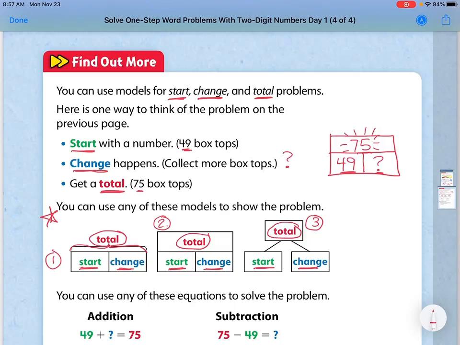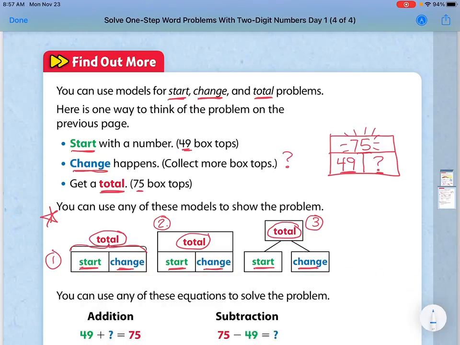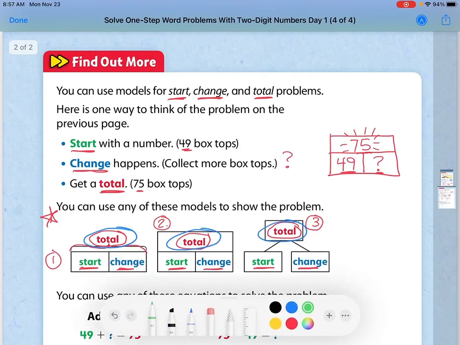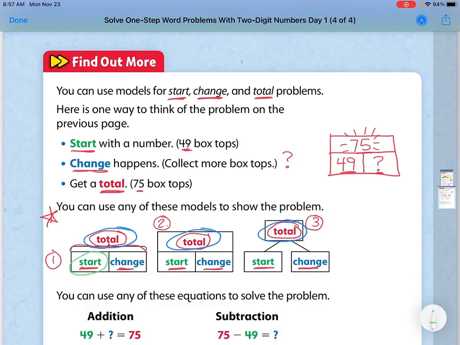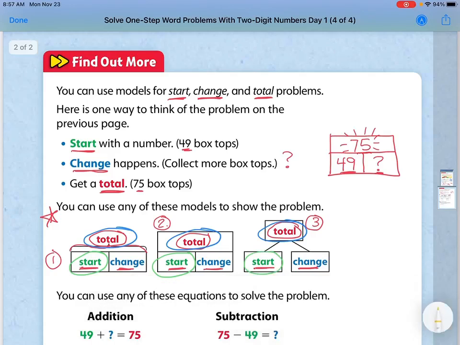So I think that a lot of you are thinking and telling me that in all three of these models, I can see that the total is the top number in every single one of them. And some of you may have noticed that the start number is always in the lower left-hand corner of the model. And some of you may have also noticed that the change is always located in the right bottom side of the model. So they are all the same in that way.